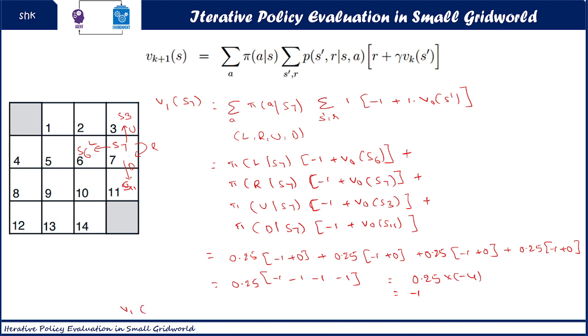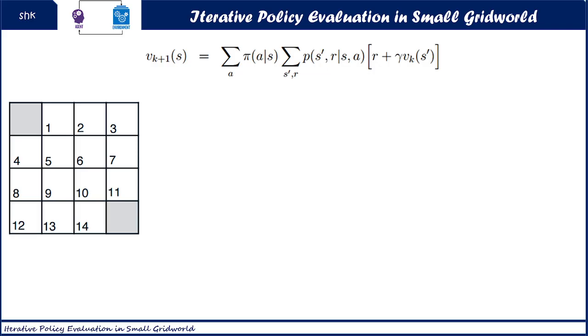Now the value function V1 for all the states is updated as: V0 is 0, V1 is minus 1, V2 minus 1, V3 minus 1, V4 minus 1, V5 minus 1, V6 minus 1, V7 minus 1, and for S8, S9, S10, till S14 and S15 they are 0. So the value function from S0 to S15 states is updated.